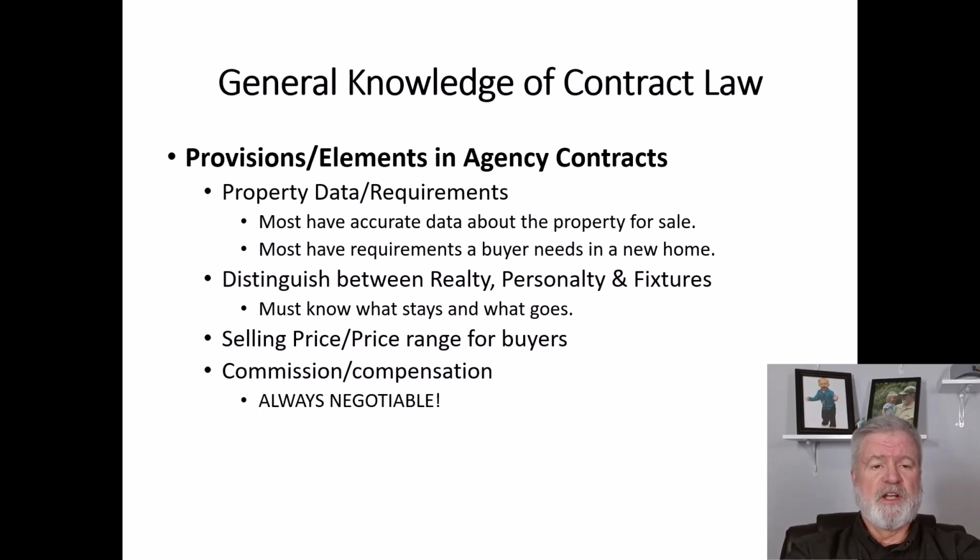Again, if you're representing the seller, you have to agree on the sales price. What kind of price are we looking to sell the property for? Obviously, if you're representing the buyer, then you would put a price range. Somebody might say, I'm looking between $250,000 and $275,000, something like that. But all that, again, you must put in the agency agreement.